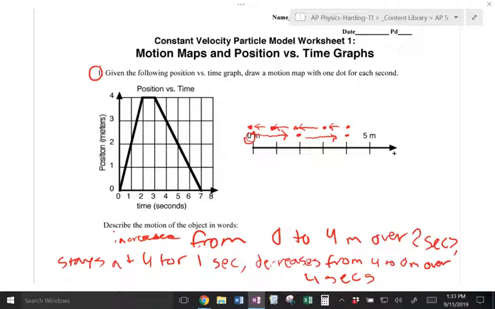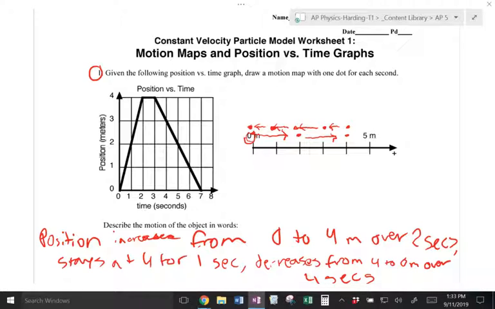I like it. One thing I would add here is what increases from 0 to 4 meters. Position. That's really the only thing we have right now, but we'll have other things later. So let's just throw position at the beginning. So position increases from 0 to 4 meters over 2 seconds.